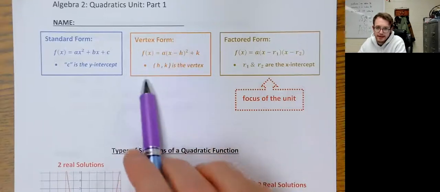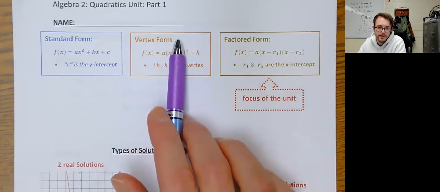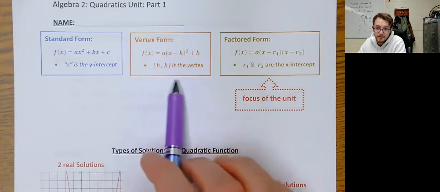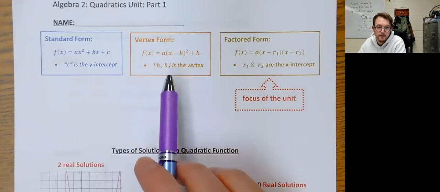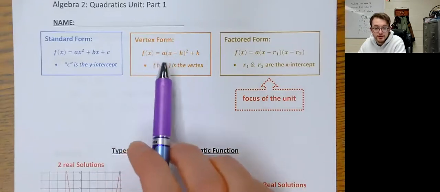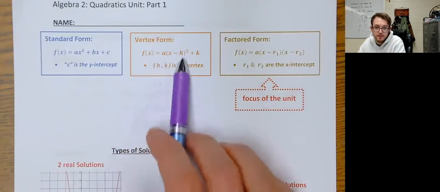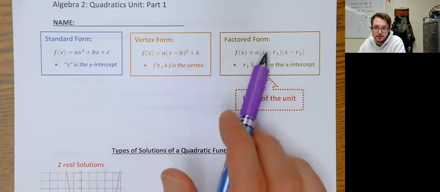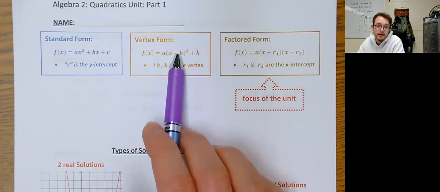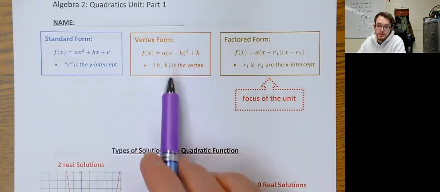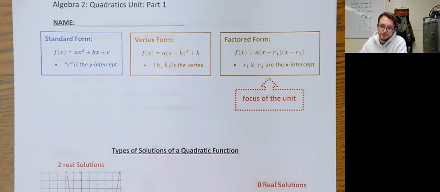Vertex form, again, there's not any graphing. Vertex form is great for graphing. There are a few problems in part two where we'll be solving from here instead of putting it into factored form to solve. It's easier sometimes if you have it in vertex form just to solve it using square roots. So that'll be in part two.